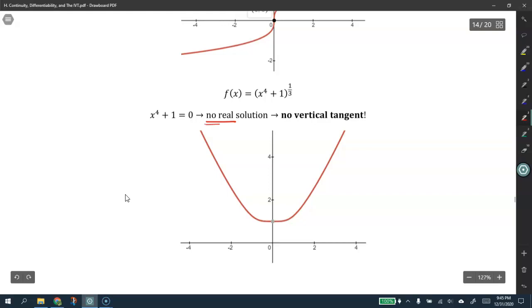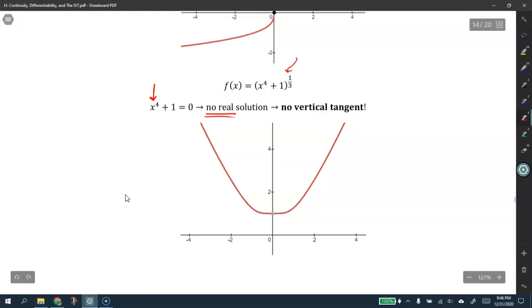This one has no real solution, right? There is no such number that you could plug in over here that's a real number, and it would cause it to be equal to 0 in the end. So there is no vertical tangent. Just because something has a third root isn't necessarily saying that it's always going to have a vertical tangent.